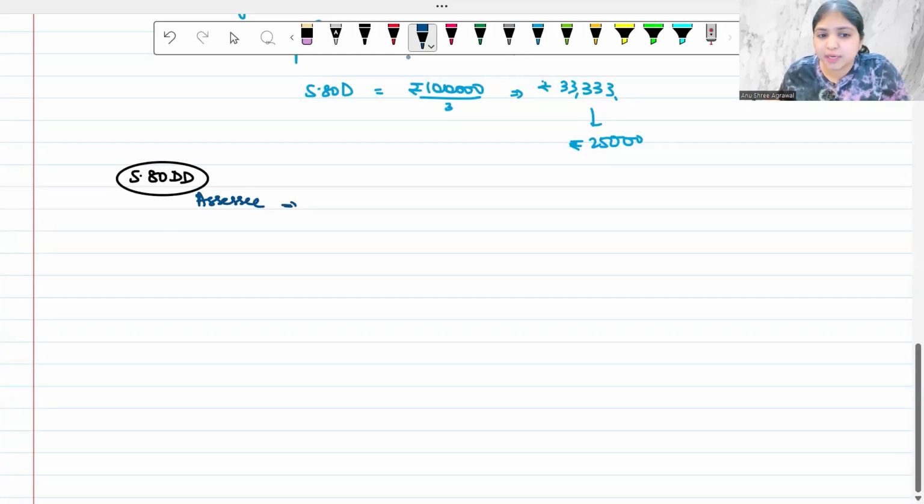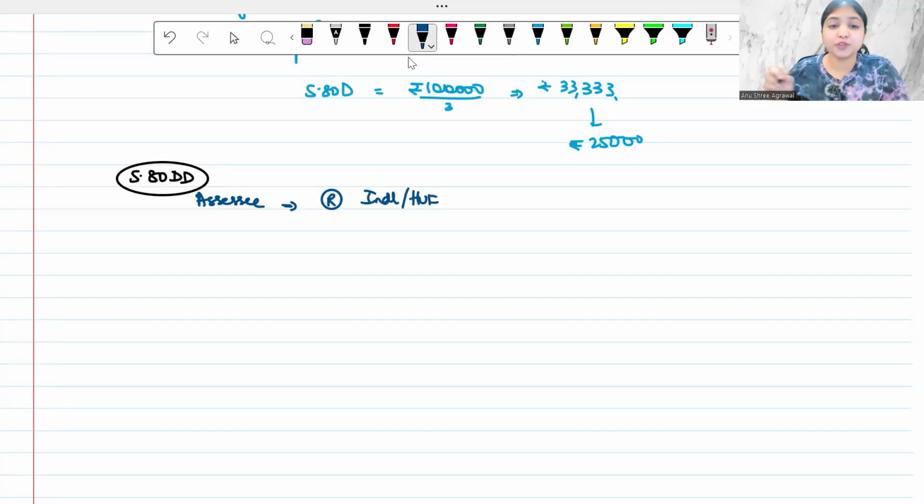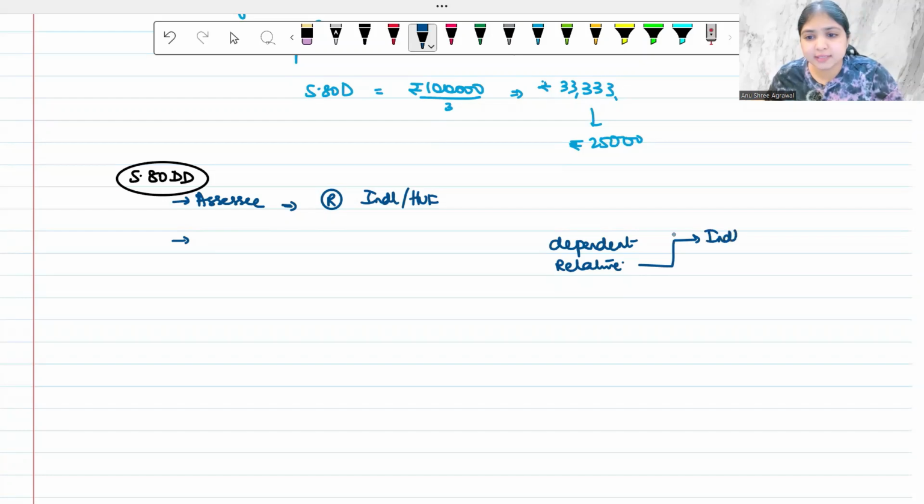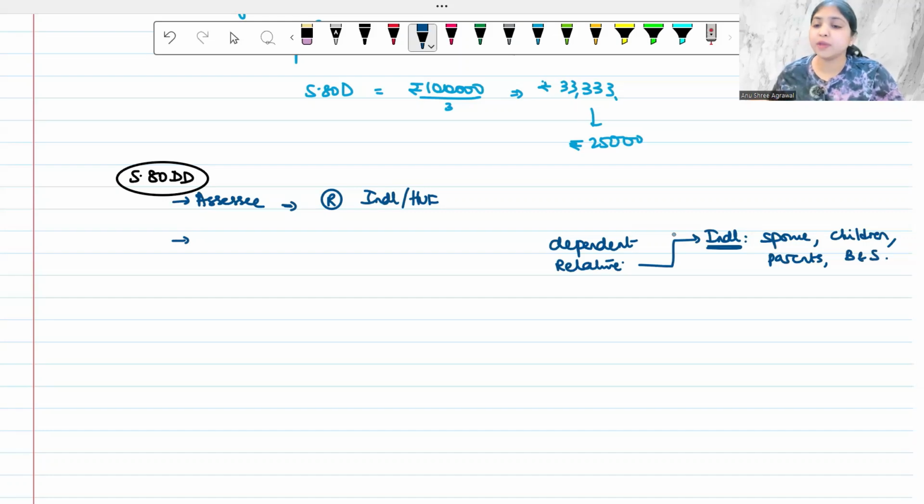Even over here, we're talking about resident individual or HUF. Assessee has to be a resident individual or HUF for the purpose of section 80DD. Now, this assessee should have a dependent. This dependent has to be a relative. Now, who is relative? It depends. If the assessee is an individual, then relative will include spouse, children, parents of the assessee, and will also include brothers and sisters of the assessee. If the assessee happens to be a HUF, then relative would of course be the members of the HUF.